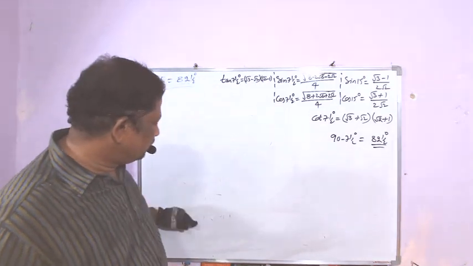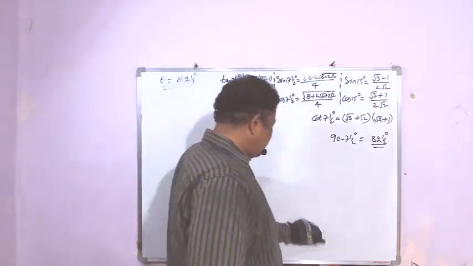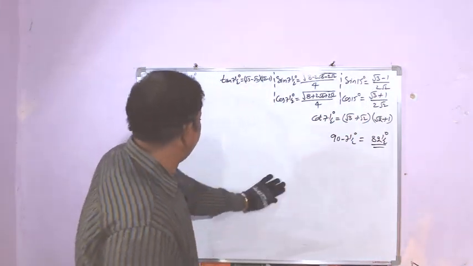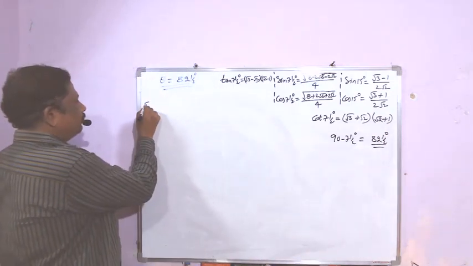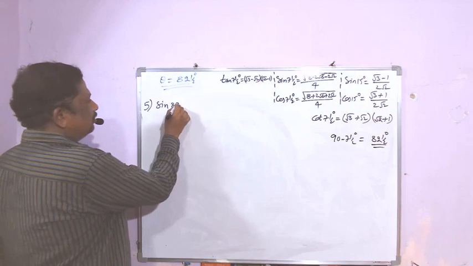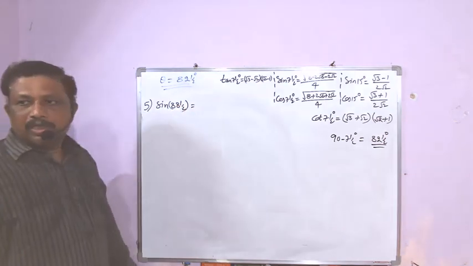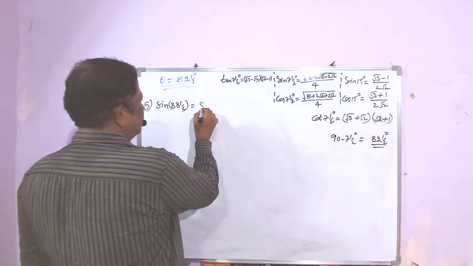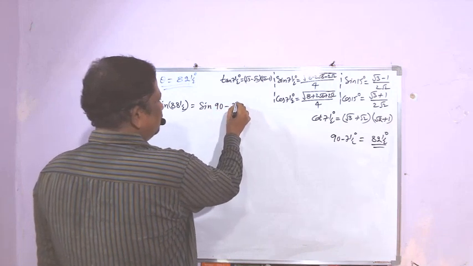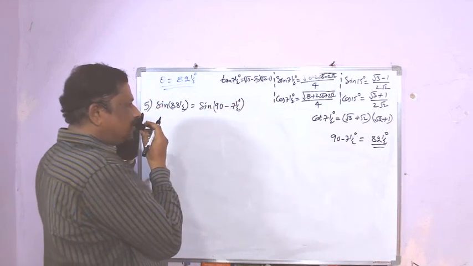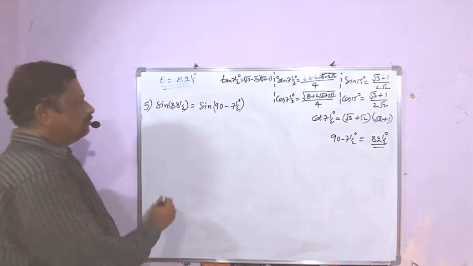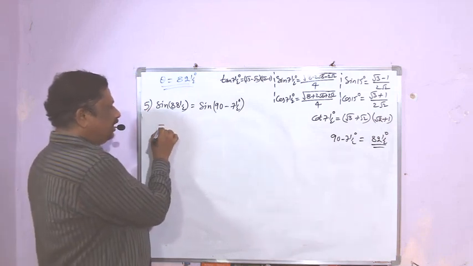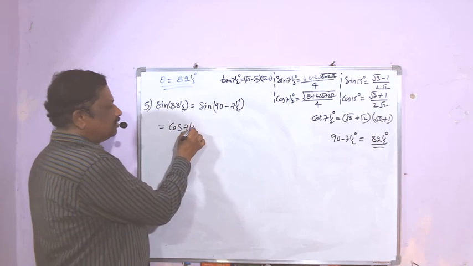So sine 82.5 degrees, first we will write. What is the sine 82.5 degrees? Sine 82.5 degrees can be written as sine of 90 minus 7.5 degrees. Sine 90 minus 7.5 degrees is nothing but 82.5 degrees. So 90 minus means it falls in the first quadrant, and it is also operating on the y-axis. So sine becomes cos 7.5 degrees.